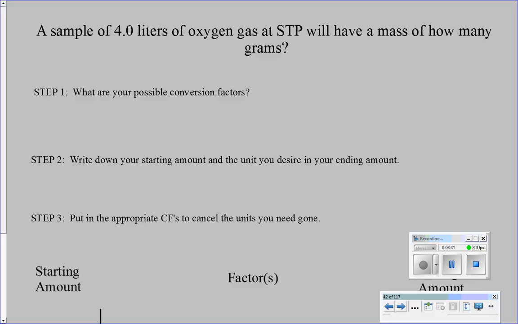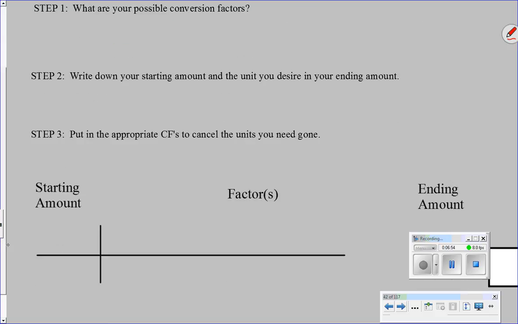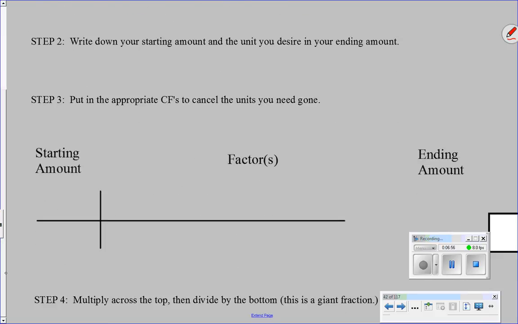Now, we can actually do a much more complicated problem. So in this particular problem, they're giving us our 4.0 liters of gas at STP, and we want to know what the mass of that would be coming out in grams. So we're actually going to start with our 4.0 liters over here. And remember, our ending amount over here we want to come out in grams, so we got to keep that in mind. So the first thing I need to do is I need to get rid of liters.